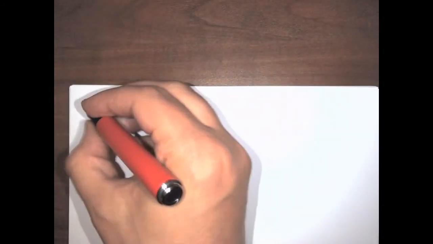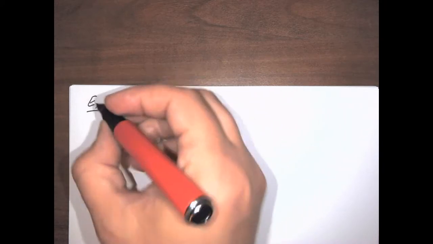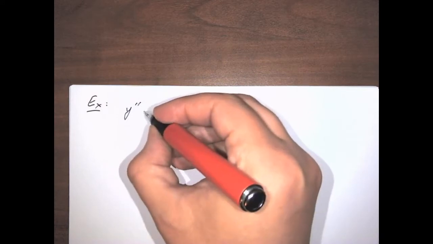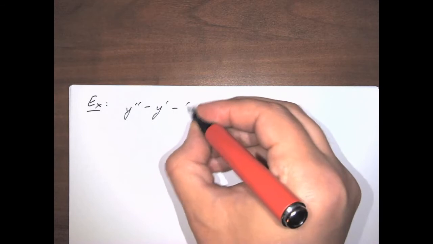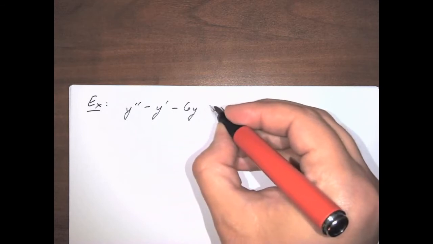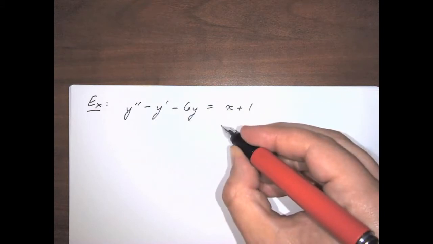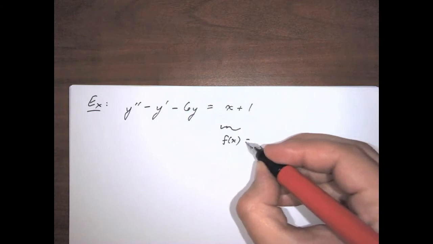Alright, so enough strategizing. Let's actually just try this. So the thing about any kind of a description is you never know what's really at stake until you give it a shot. So here's an example. Constant coefficient, and it's going to look like this. Y double prime minus y prime minus 6y equals x plus 1. So this is what is the f of x.